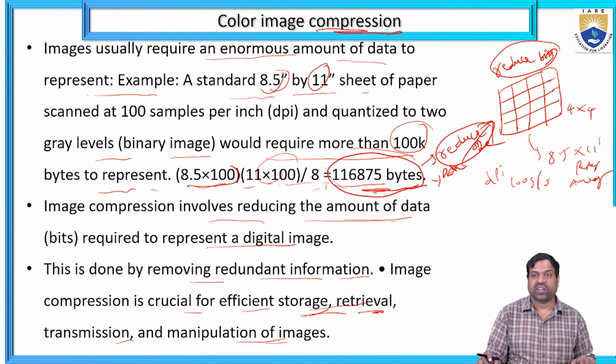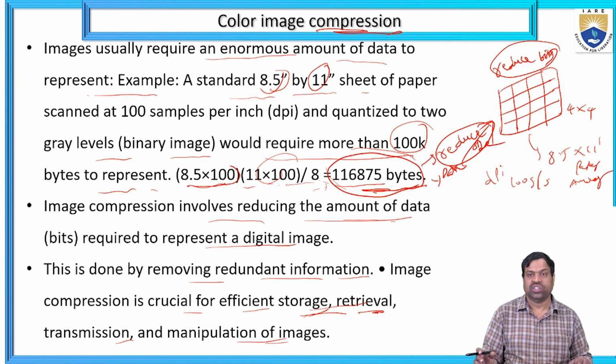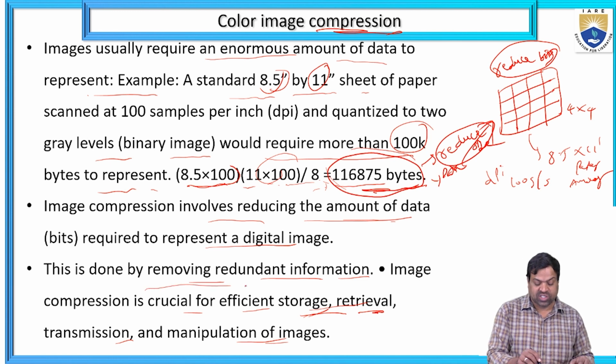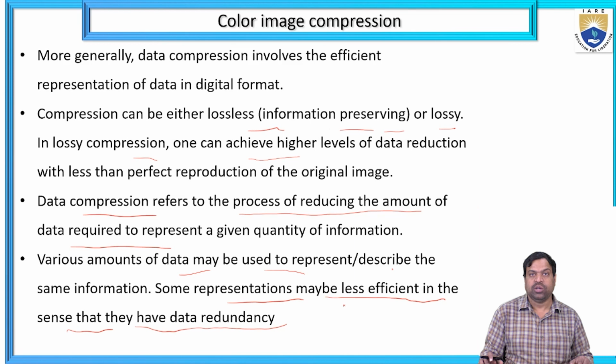Any data in analog or digital form, we have to convert it into digital. Then only can we reduce the image size, the number of bits or number of samples of the image. It is done by removing the redundant information. Image compression is crucial for efficient storage, retrieval, transmission, or manipulation of images. Generally, data compression involves the efficient representation of data in digital format.